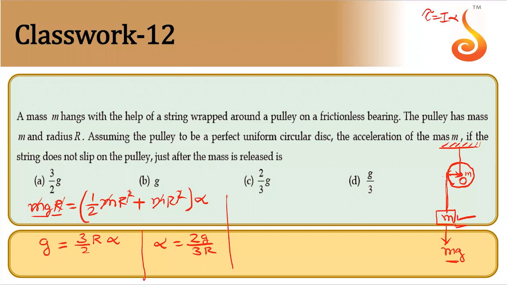But a is equal to r into alpha, right? a is linear acceleration. We need the linear acceleration of the mass. So it will be accelerated downwards with acceleration a. How much will it be? a is equal to r, r only, alpha is 2g by 3r. So what happens? The r's get cancelled. We get 2g by 3. That is option C.